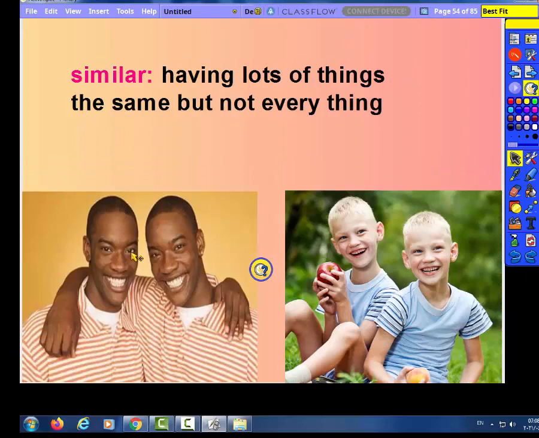Similar. Look here, they are similar. Similar means having lots of things the same but not everything. So they are not the same in every way. They are similar in some ways. So similar, having lots of things the same but not everything. Okay.